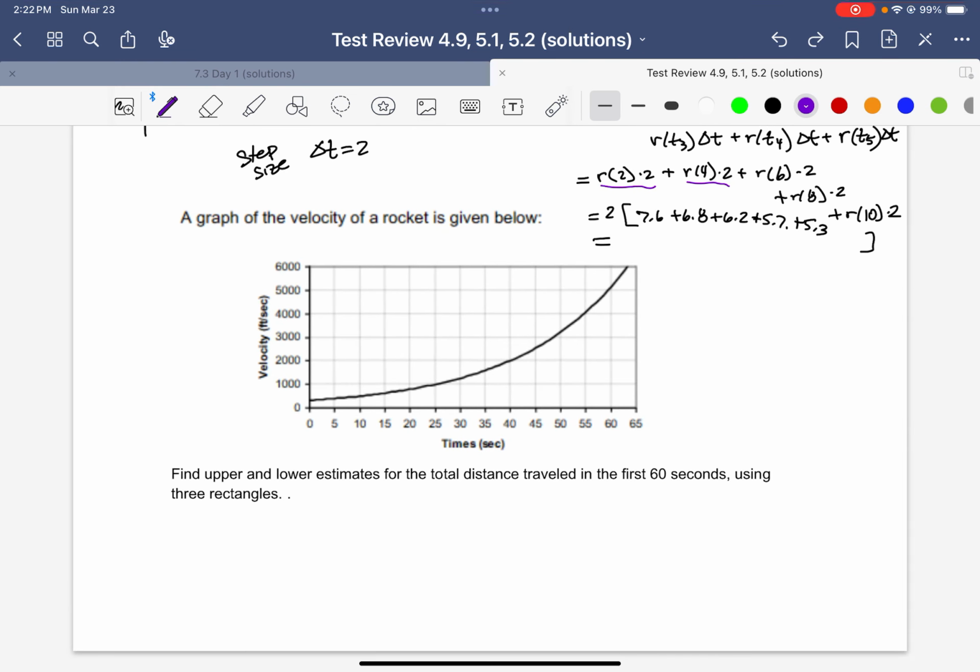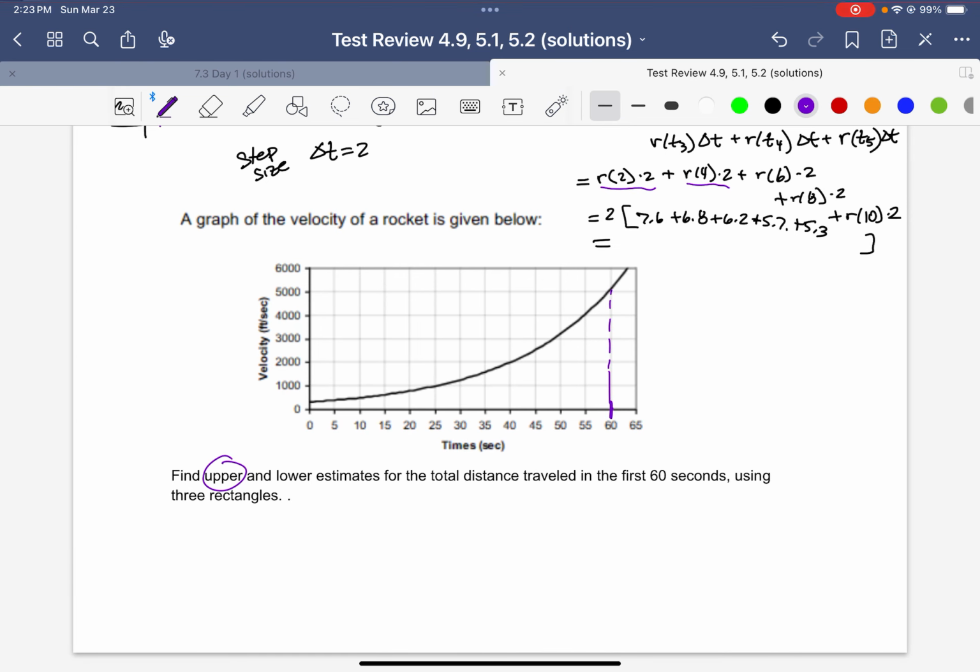Here, this is a graph of the velocity of a rocket as given below. Use upper and lower estimates to find the total distance in the first 60 seconds. So 60 seconds goes to here, and they want to use 3 rectangles. Let me first find the upper estimate, and then I'll let you find the lower. If I use 3 rectangles, this is time, and this is velocity, which is a function of time.